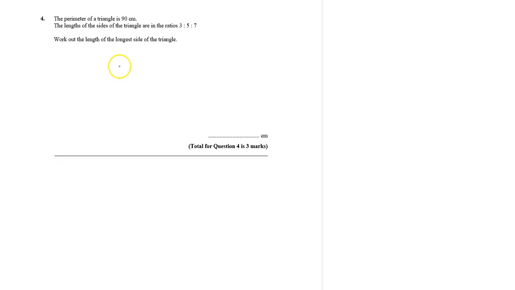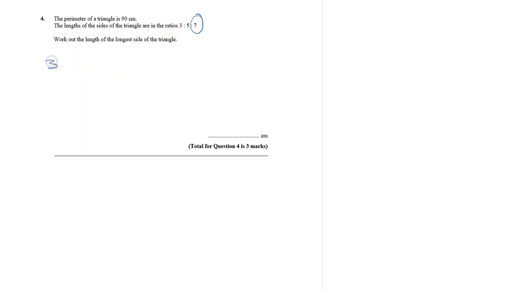Now, question number 4 is on ratio, quite a common topic in the new GCSE. It says the perimeter of a triangle is 90 centimeters and the lengths are in the ratios 3, 5, 7. It says work out the length of the longest side. Now, the longest side would relate to this ratio of 7. So we need to divide this perimeter by the total of these ratios to work out what one part would be worth, and then we multiply up.